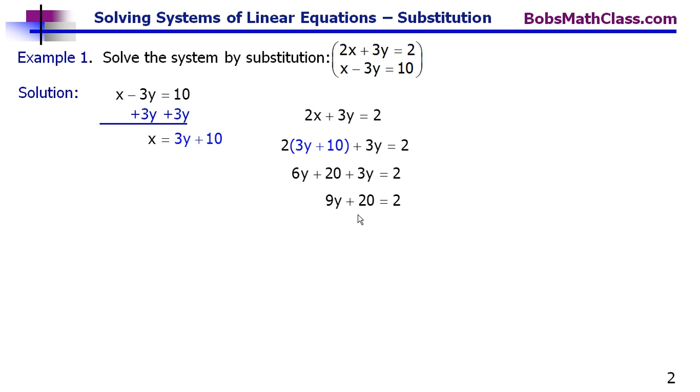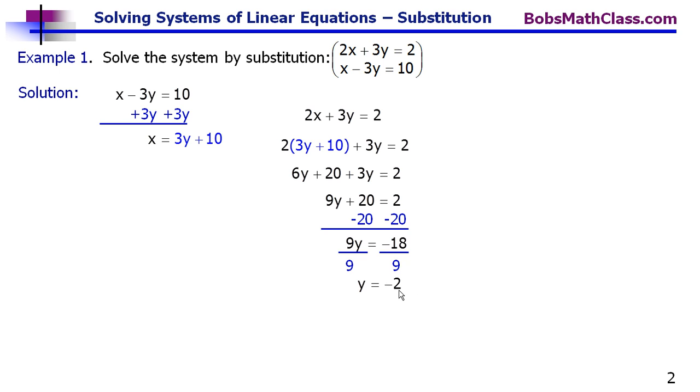Subtract 20 on both sides to get the 9y by itself. 2 minus 20, yeah, that's negative 18. And then divide by 9 on both sides. So y equals negative 2. So we're halfway there. We have the y value, but we need the x value.